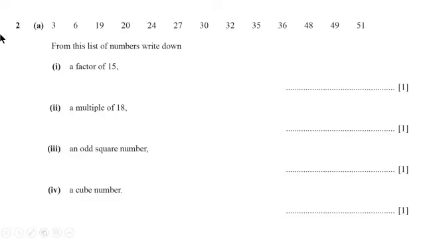Okay, 2. We have some numbers here from the list of numbers. Write down a factor of 15. Please, when you read factor, think about numbers less than 15. Okay, and the answer will be 3 or 5.